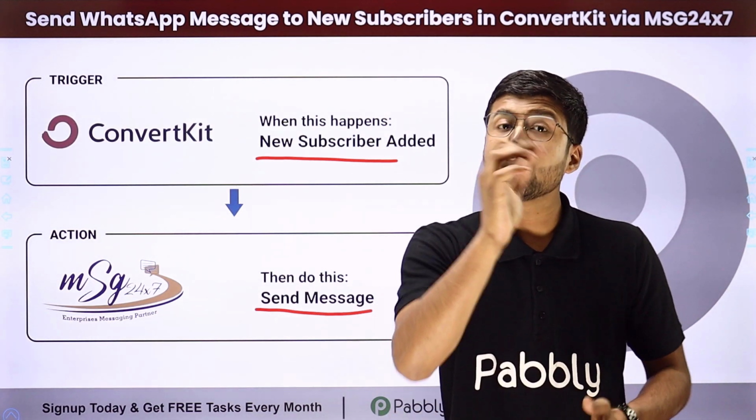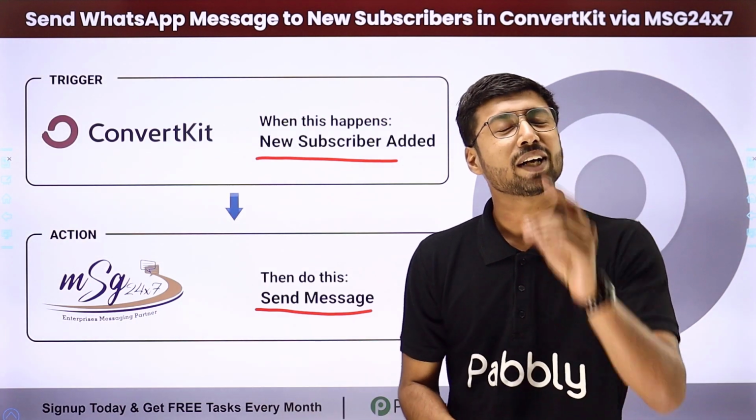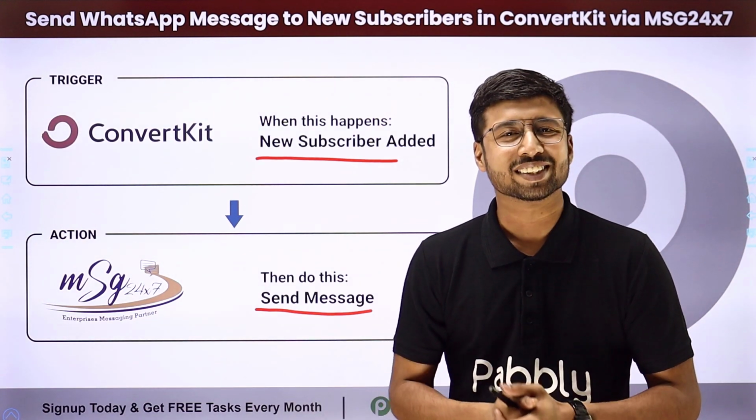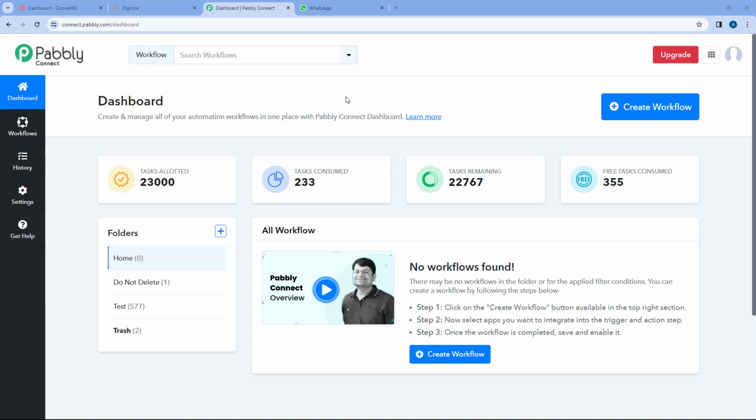Now, if you want to know how you can set up this kind of automation, for that you just have to come with me to my screen. So as you can see, here we are on Pabbly Connect's dashboard. Now to reach this dashboard, you will get a free sign-up link of Pabbly Connect in the description box below. By clicking on that link, you can create your free Pabbly Connect account in just 2 minutes.